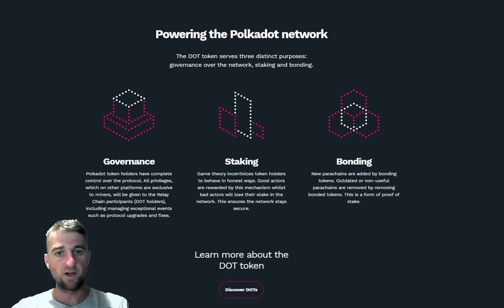So the Polkadot network also has staking, which is proof of stake. This game theory incentivizes token holders to behave in honest ways. Good actors are rewarded by this mechanism, whilst bad actors will lose their stake in the network. This ensures the network stays secure. And finally, a concept called bonding. New parachains are added by bonding tokens. Outdated or non-useful parachains are removed by removing bonded tokens. This is a form of proof of stake, so that interlinks with that staking element of the project.